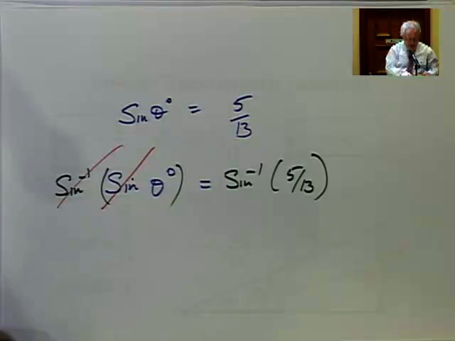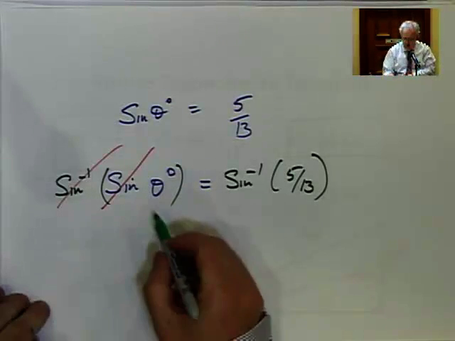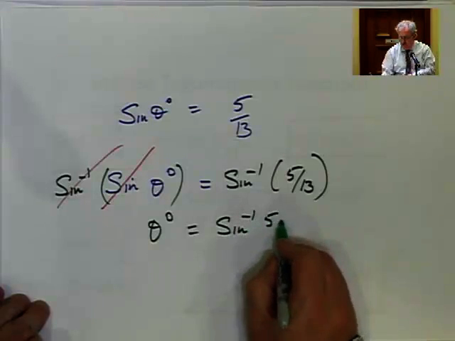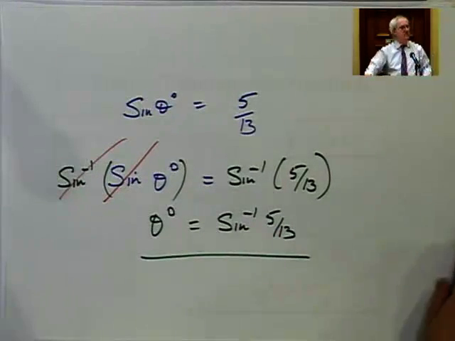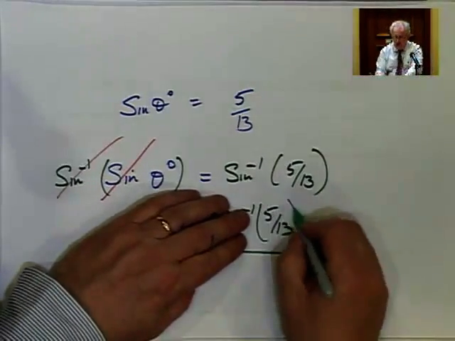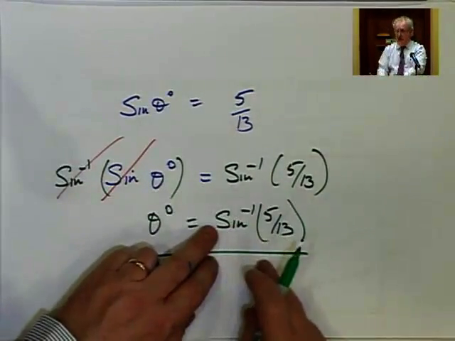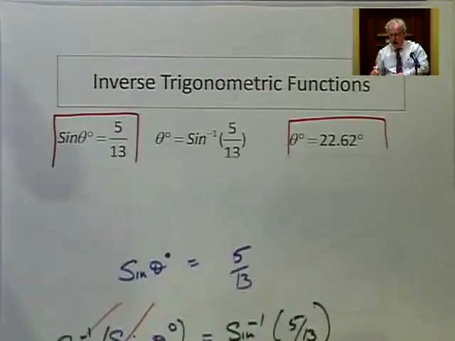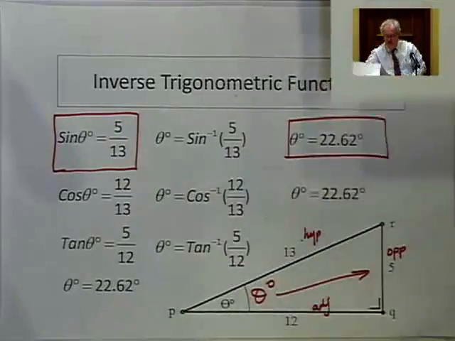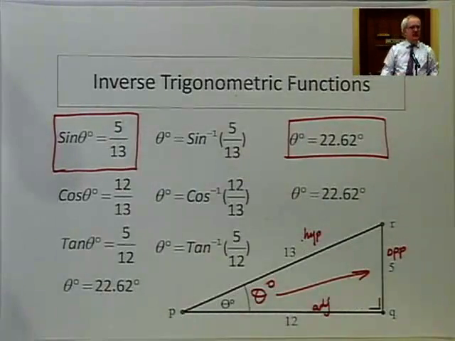So I know that theta is equal to inverse sine 5 over 13. If I type in 5 over 13 in a calculator and hit the inverse sine button and the degrees are on, I'll find 22.62 is my angle. And that's how I get inverse trigonometric functions.